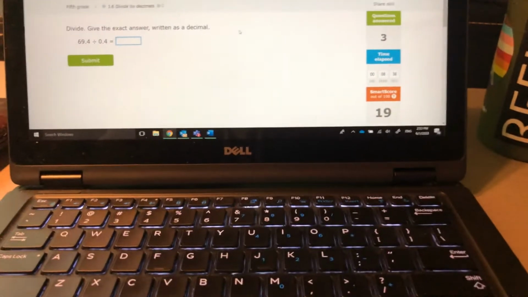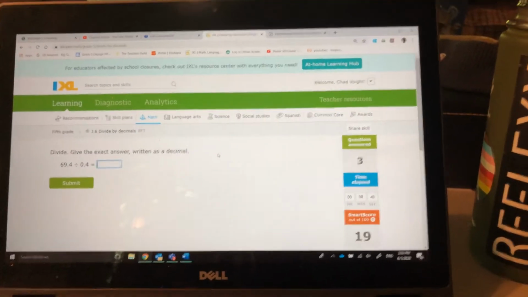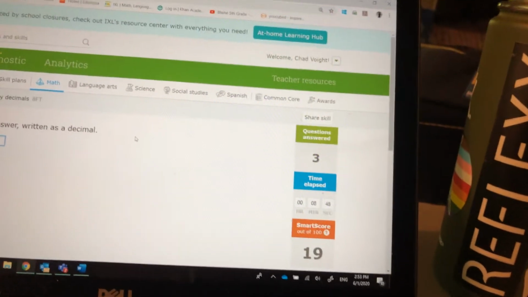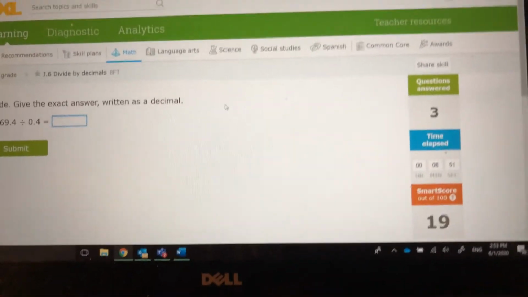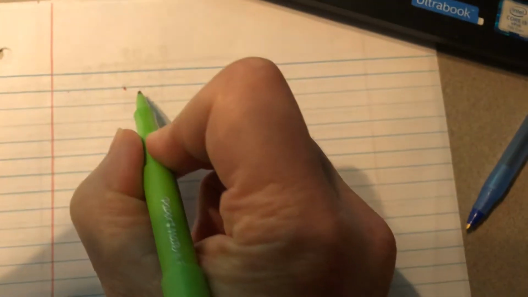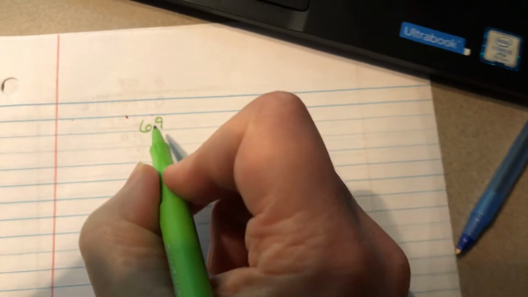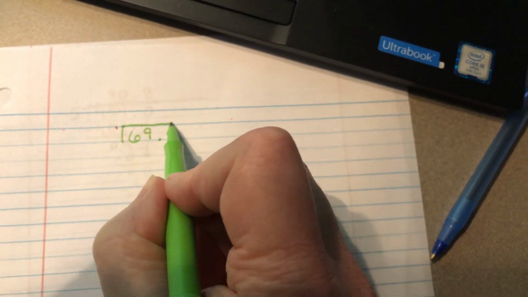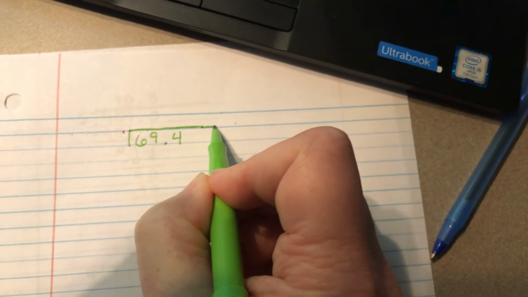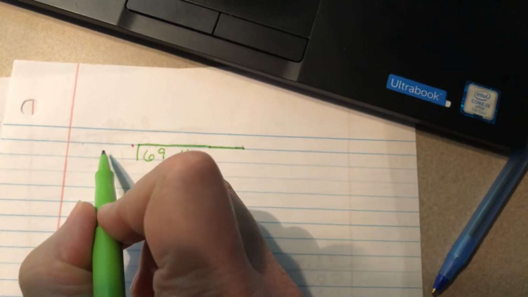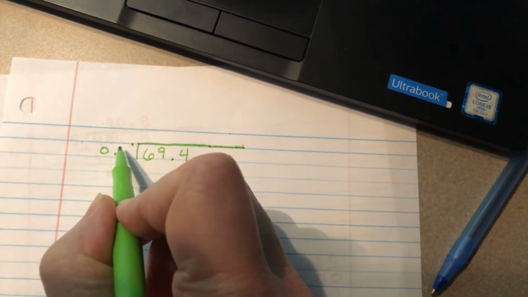Okay, let's do one more. So now we have 69.4 divided by 0.4, or 69 4/10 divided by 4/10. So 69 and 0.4, that's our dividend. Put that in the garage. I'm going to extend the garage out because I know that we're going to need it. And we're dividing that by 0.4, just 4/10.